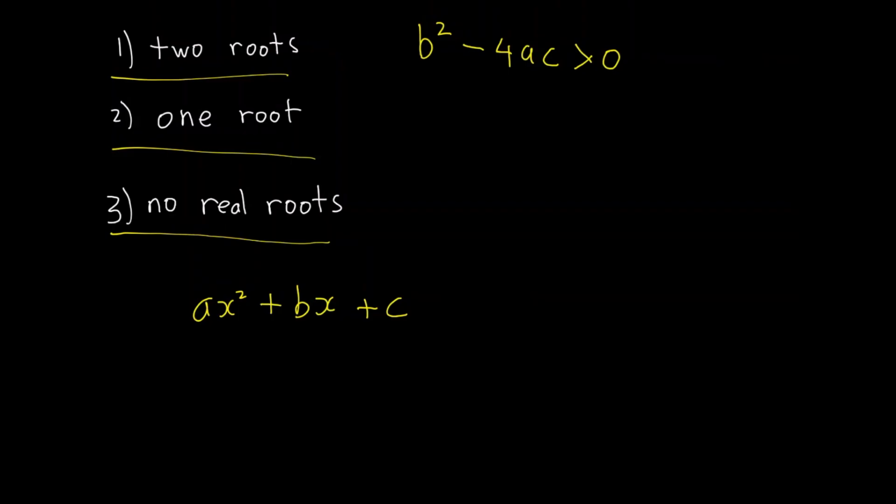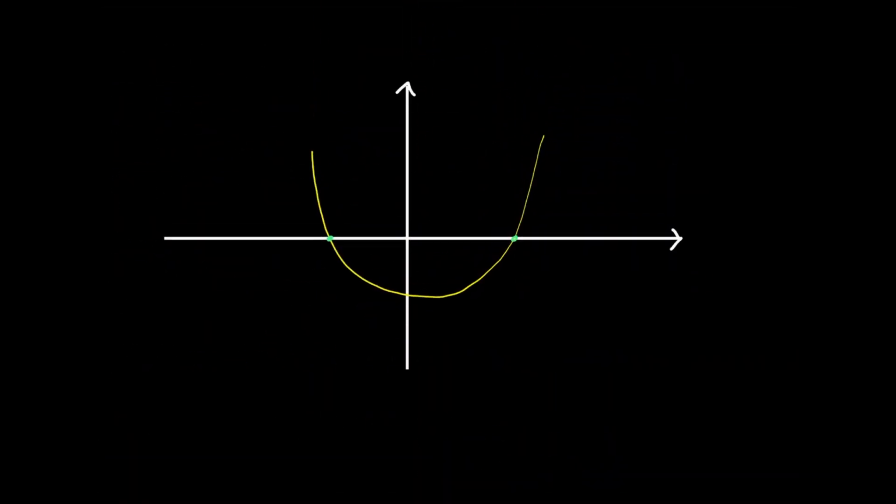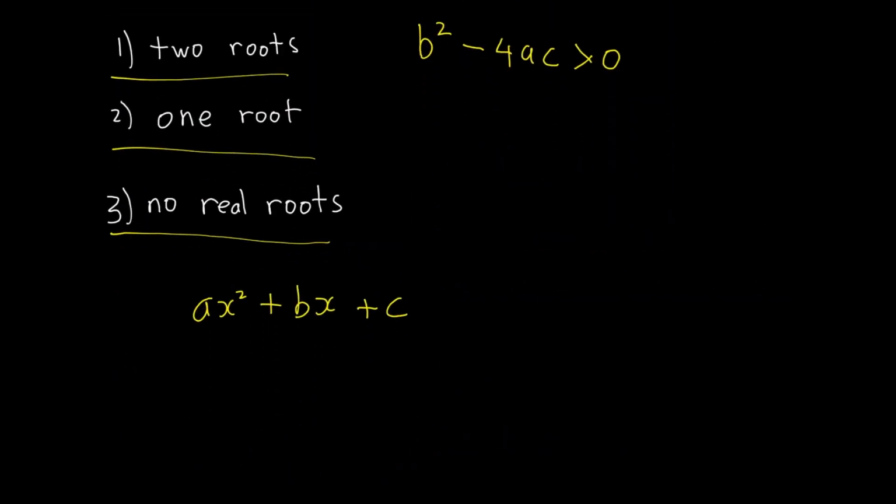Now to visualize this, let's draw it on the graph. So the type of quadratic equation will look something like this. And what are the roots? Well, the roots are basically the points which lie on the x-axis. So here and here, these are our two real roots. Okay, let's undo this and let's look at the second one now.